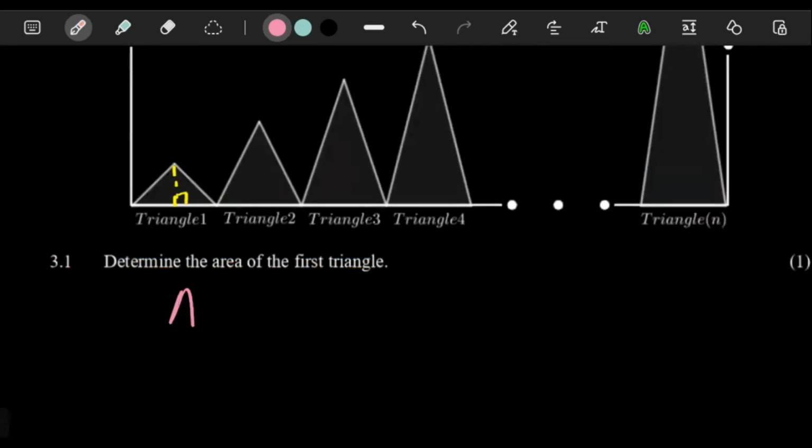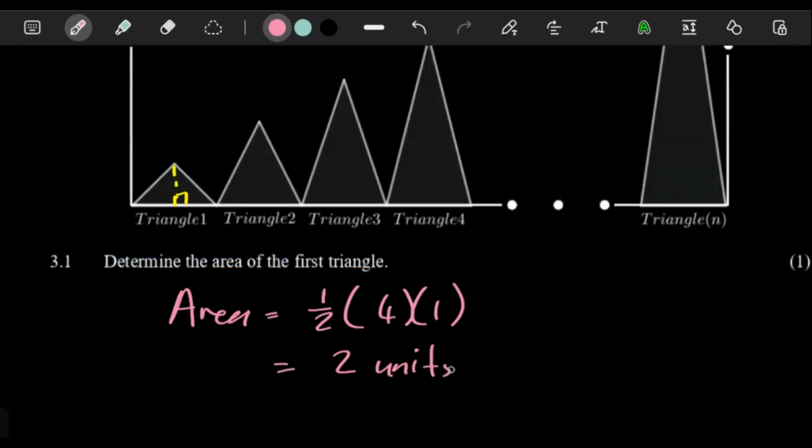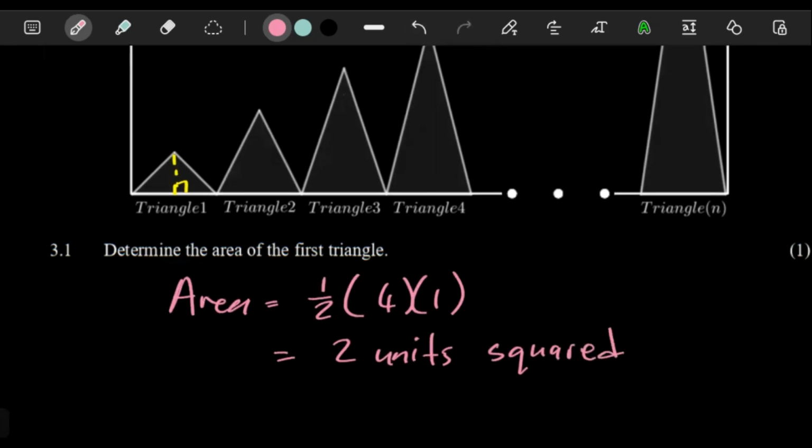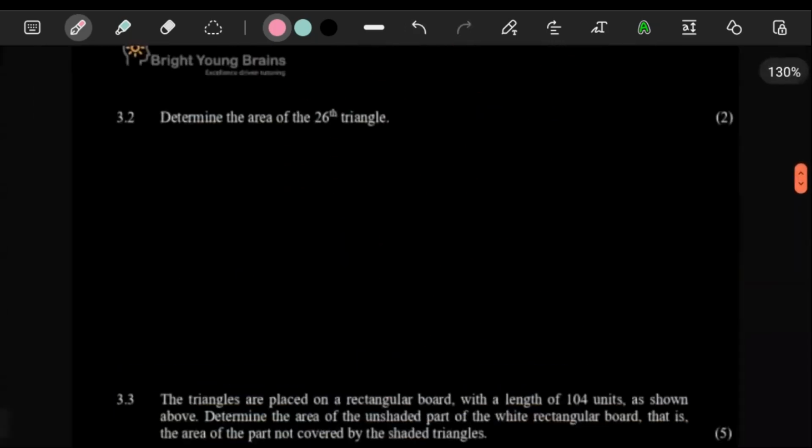So the area here is just going to be a half multiplied by the base multiplied by the height. So 4 times a half is just a 2. And then you can say here units squared. Perfect. And then the next one, let's see what the second question is saying here. The second question out of 2 says determine the area of the 26th triangle.